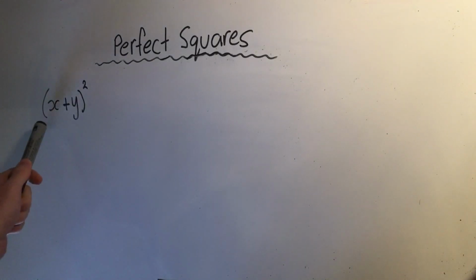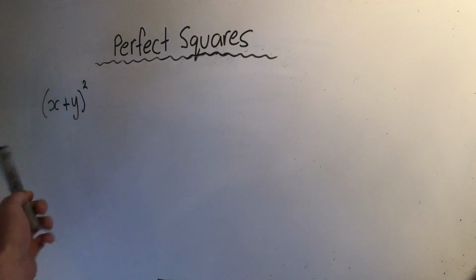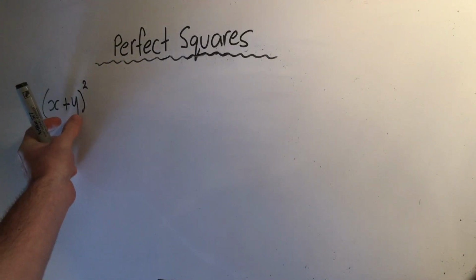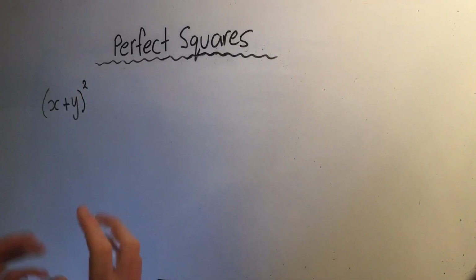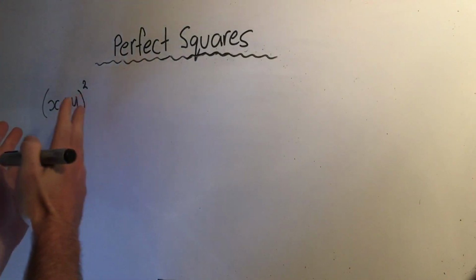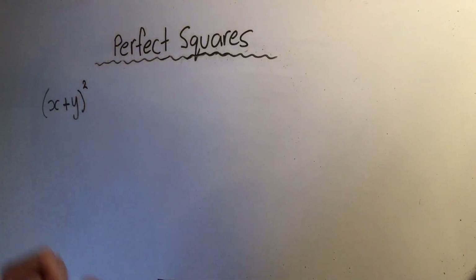Well, I've drawn a bracket here with the terms x and plus y inside of it, and then I have a squared on the top. We're going to call that a perfect square: a bracket with two terms inside with the bracket squared. So that's how you see a perfect square in its factorized form. You can see here that it's factorized because we have brackets.